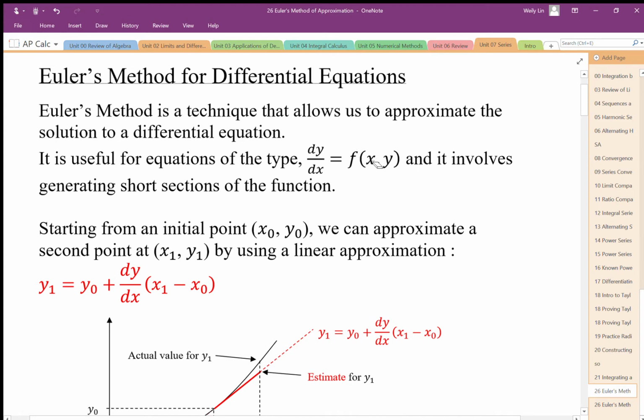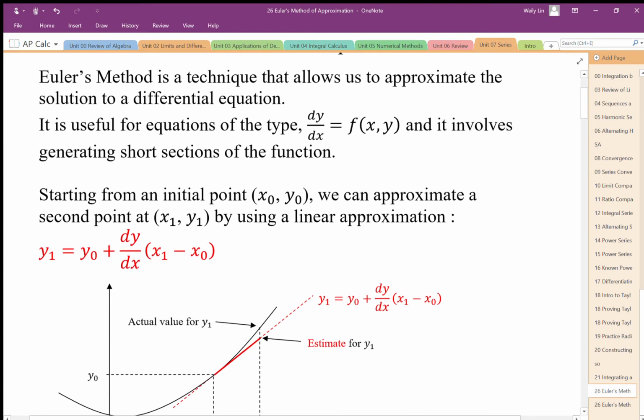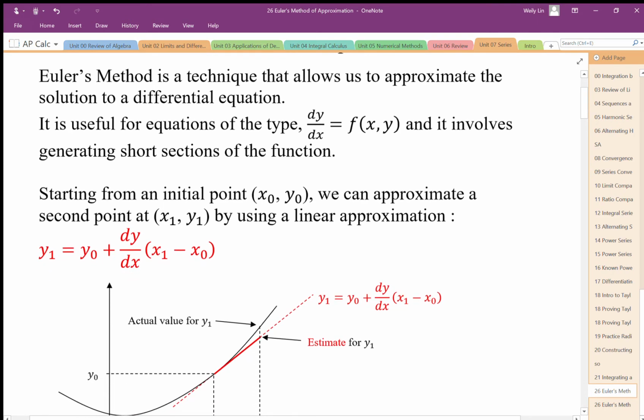It's typically when we have the derivative in terms of x and y. And the process essentially is this. We're just going to generate short line segments, and hopefully we're going to approximate the function. So the way this works is we're going to use a linear approximation. So we need the linear approximation formula. So here is the linear approximation formula in point slope form. So our derivative gives us our slope.